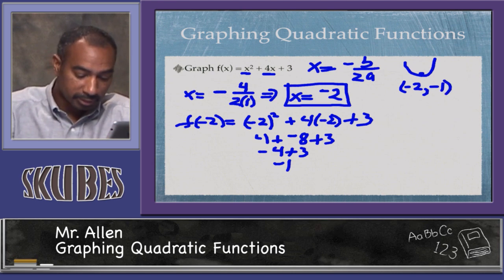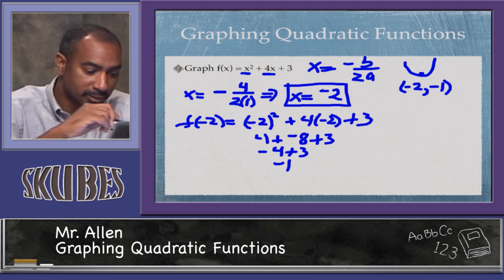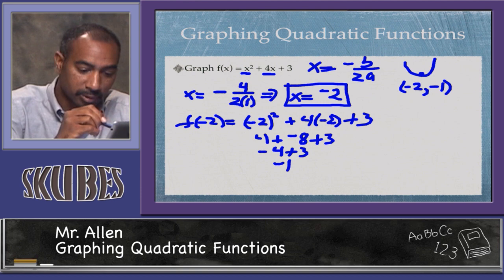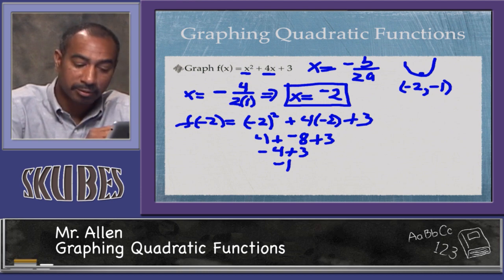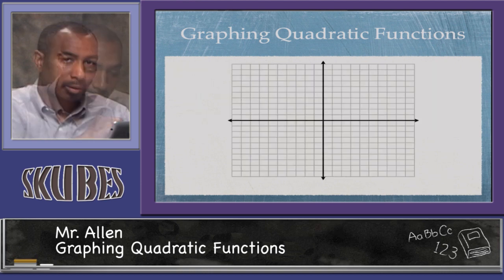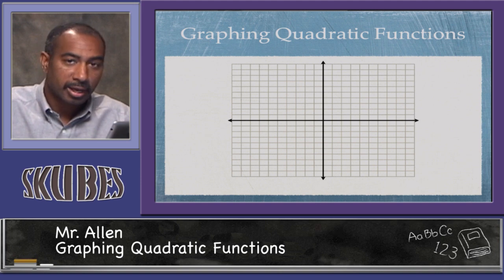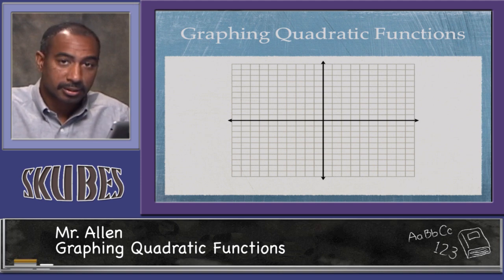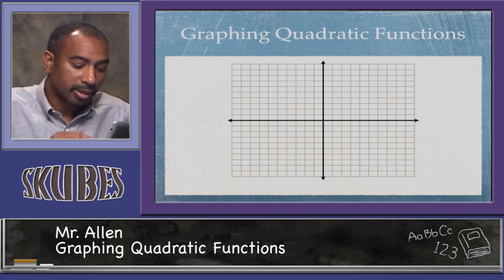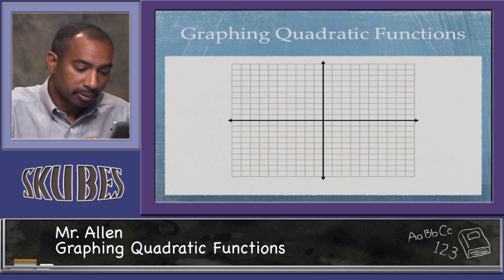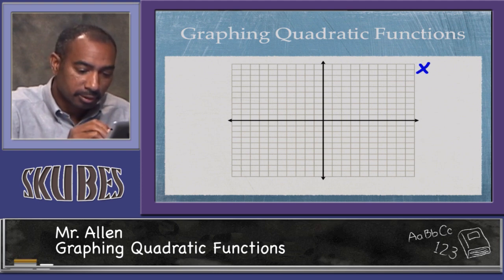All right, so let's look at that and see where that puts us on the graph. We're going to draw this axis of symmetry first, x equals negative 2, and then we're going to plot negative 2, negative 1. All right, for the graph, let's first find the axis of symmetry. That's the line that divides this graph in half. So we know that x equals negative 2. That's the vertical line, x equals negative 2.